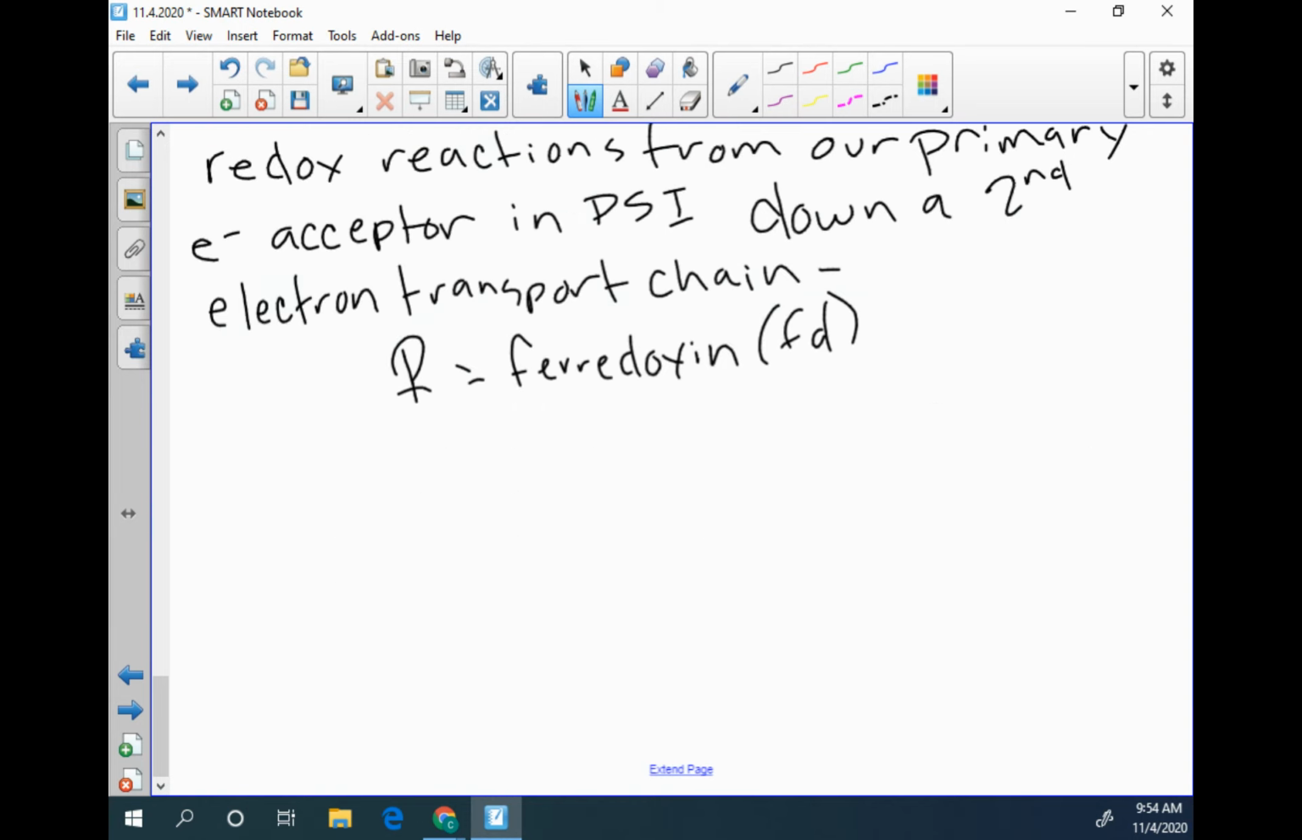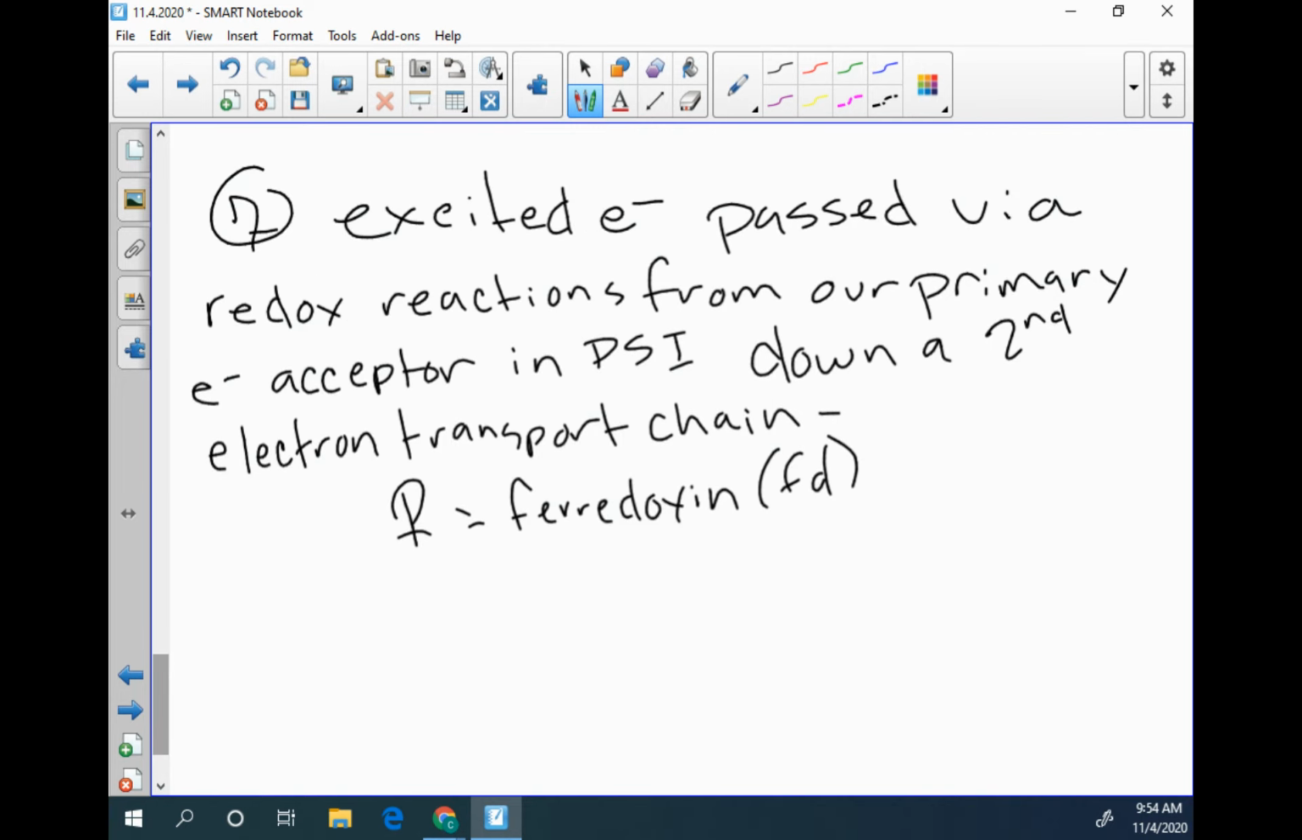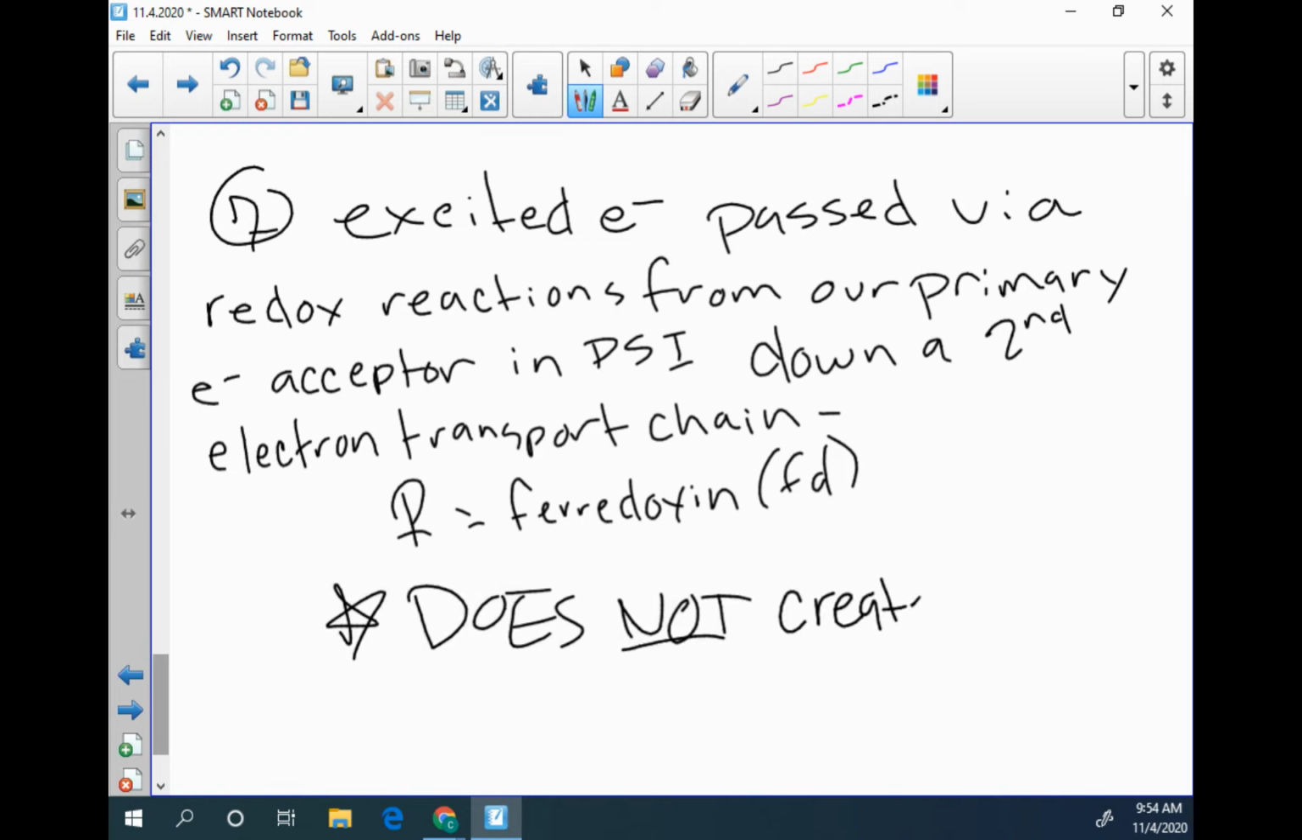I'll scroll back up a second. Hold up. Okay. This electron transport chain does not create a gradient. That's why it's important that we differentiate between the proteins in the first electron transport chain and the proteins in the second electron transport chain, because the ones in the second electron transport chain don't create a gradient. We've got enough of it with the first one.